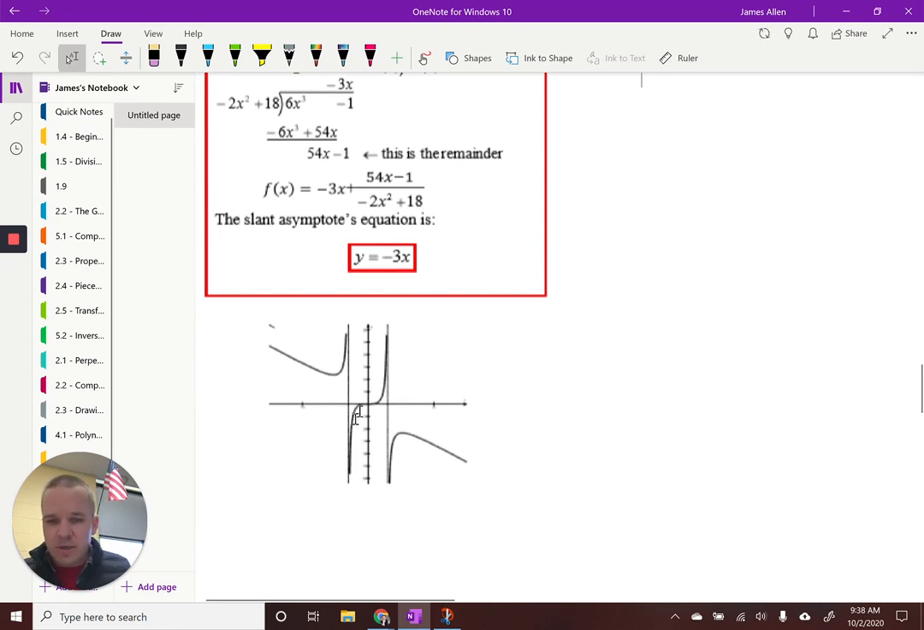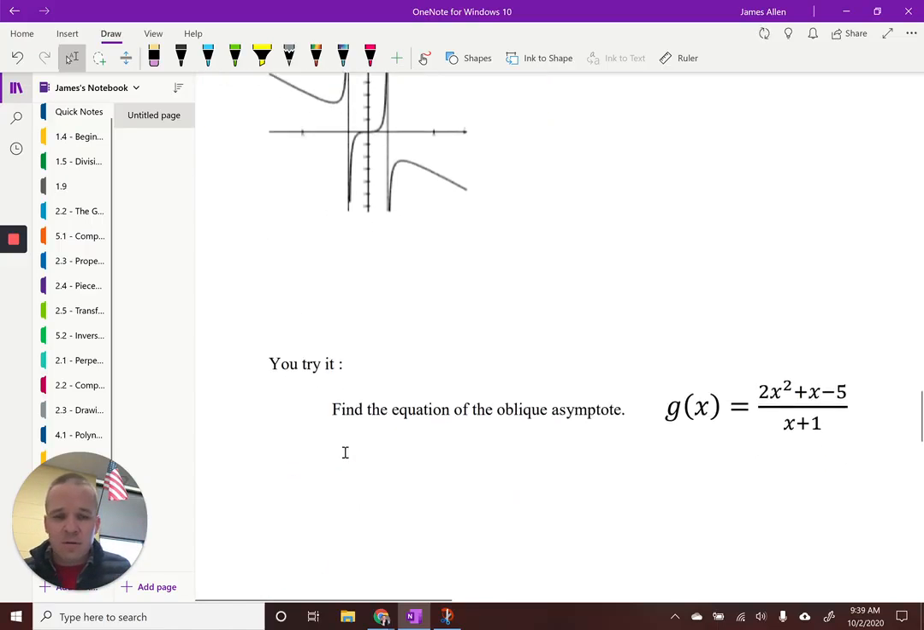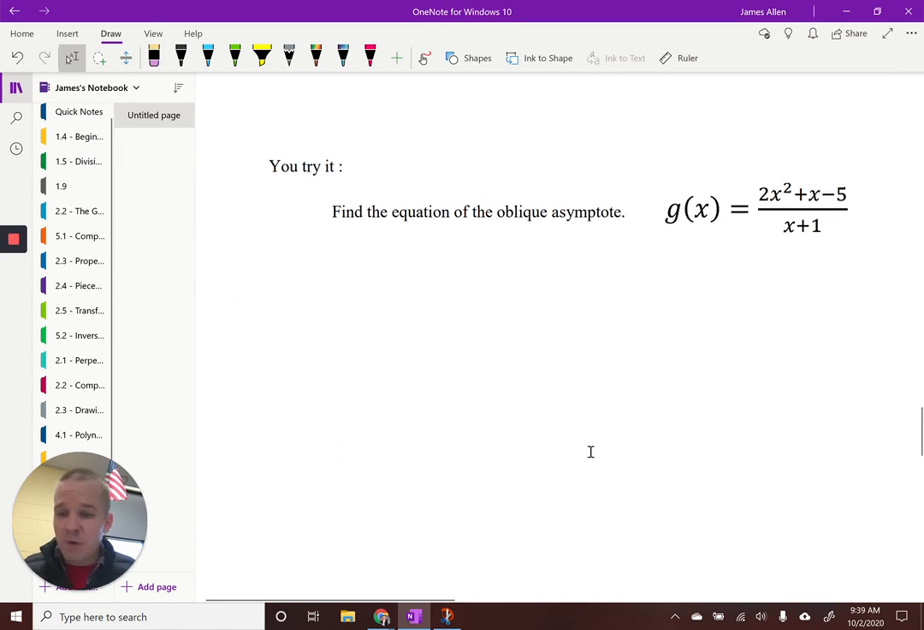You can see it's actually going to cross over the oblique asymptote there. But again, if you got that oblique asymptote, you were able to get y equals negative 3x, you're a rock star, you're doing great. We're going to do another you try it example. So here it is. You try it.